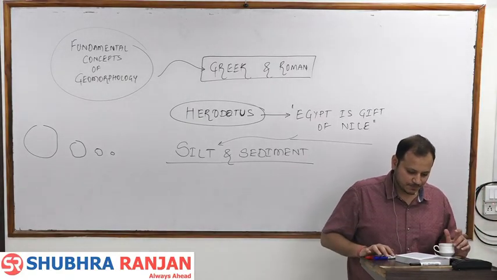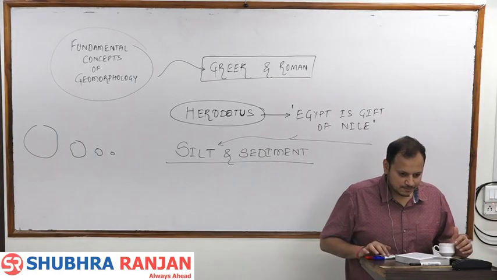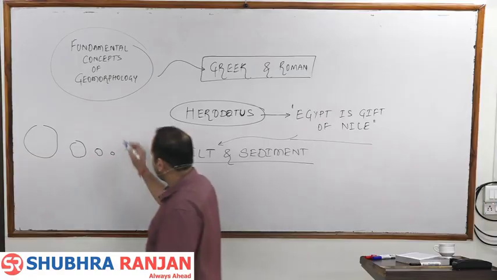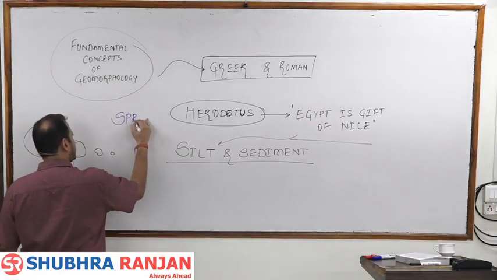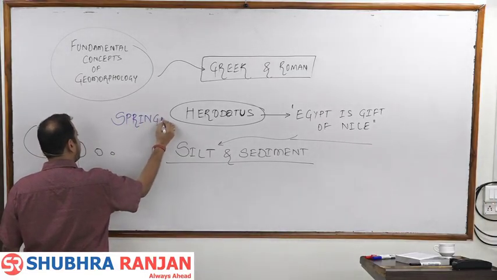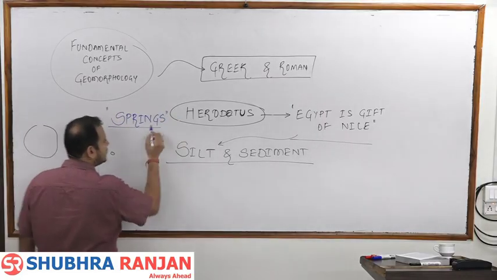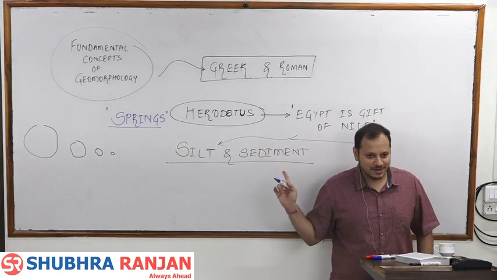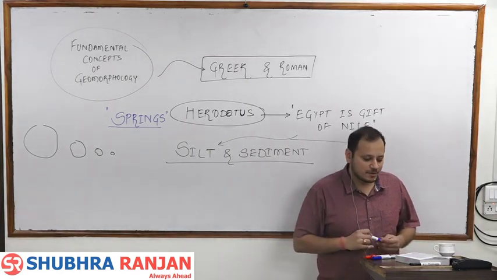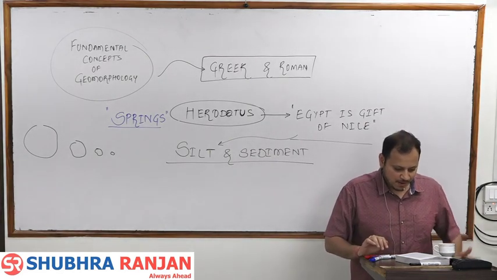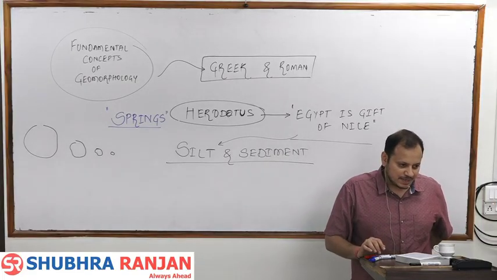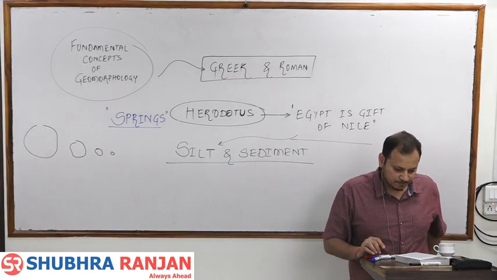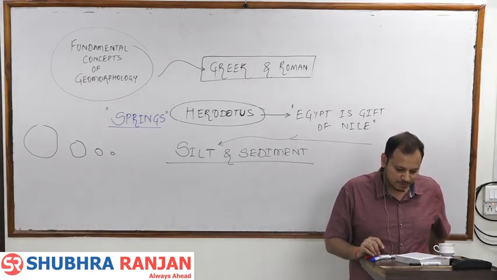Aristotle talked about the origin of springs. Remember, we are doing geomorphology, not climatology. So here spring means waterfall or flowing water, not the season spring. Getting it? It means water that is flowing. Talked about the origin of springs and explained the formation of the springs.